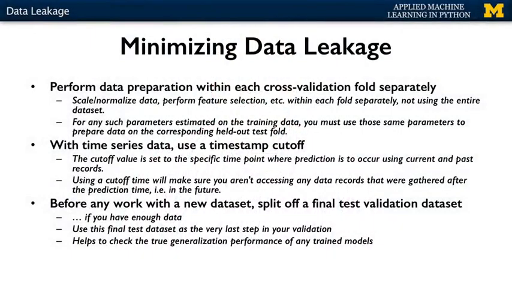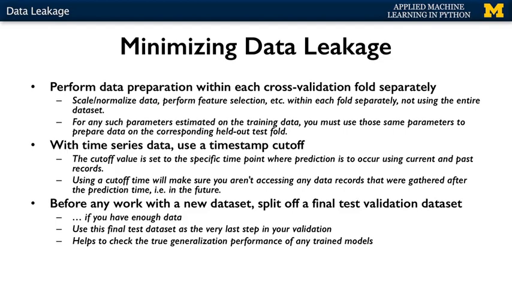There are practices you can follow to help reduce the chance of data leakage in your application. One important rule is to make sure that you perform any data preparation within each cross-validation fold separately. In other words, if you are scaling or normalizing features, any statistics or parameters that you estimate for this should only be based on the data available in the cross-validation split and not the entire dataset. You should also make sure that you use these same parameters on the corresponding held-out test fold.